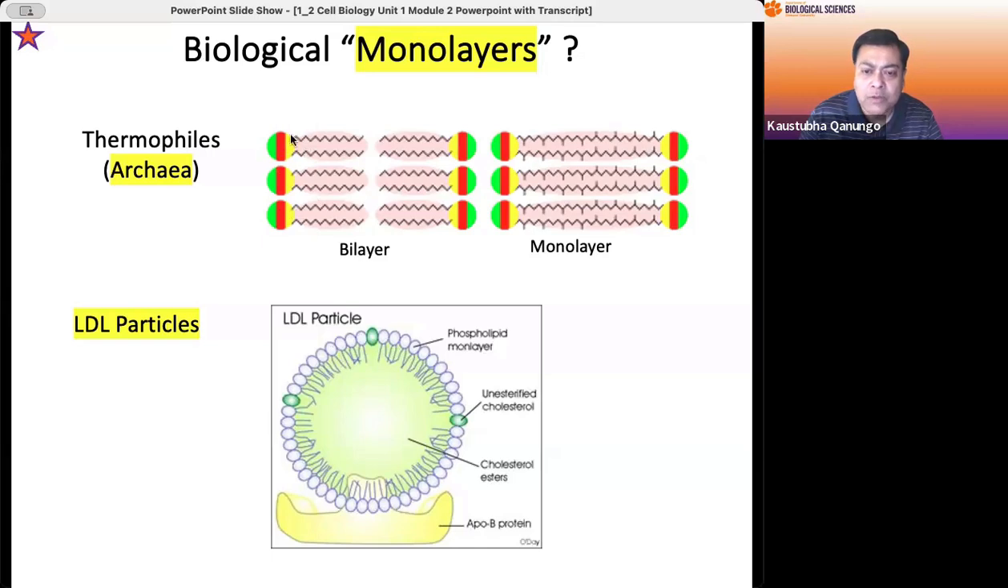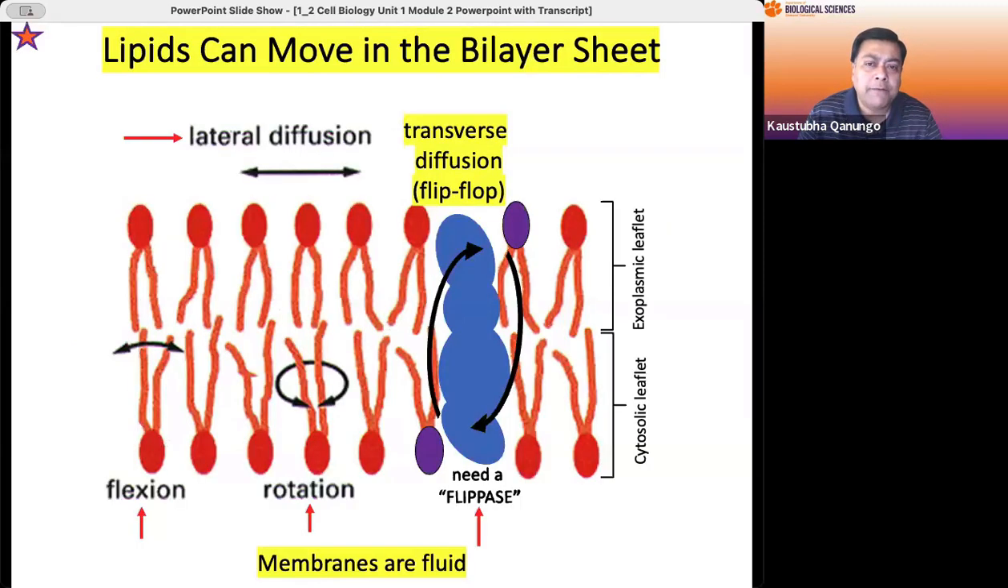So lipid will dissolve into the lipid, and the material will be endocytosed into the cell. So we are going to see those in a different context. After that, we are looking at how lipids can actually move in the bilayer sheet. So there are several types of movement.